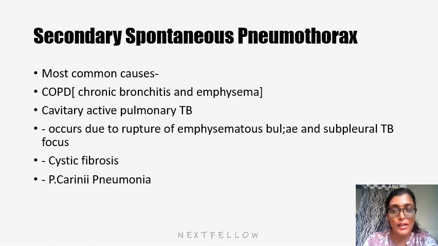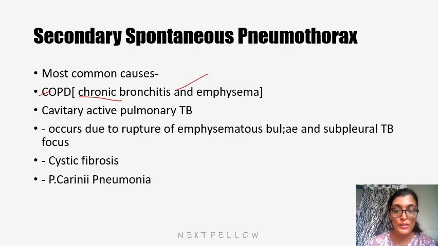Now coming to secondary spontaneous pneumothorax. In secondary spontaneous pneumothorax, usually the patient has an underlying respiratory disorder. The most common causes, as we routinely see in medicine OPDs as well as in emergencies, is COPD, that is chronic obstructive pulmonary disease, which contains both chronic bronchitis and emphysema, right?